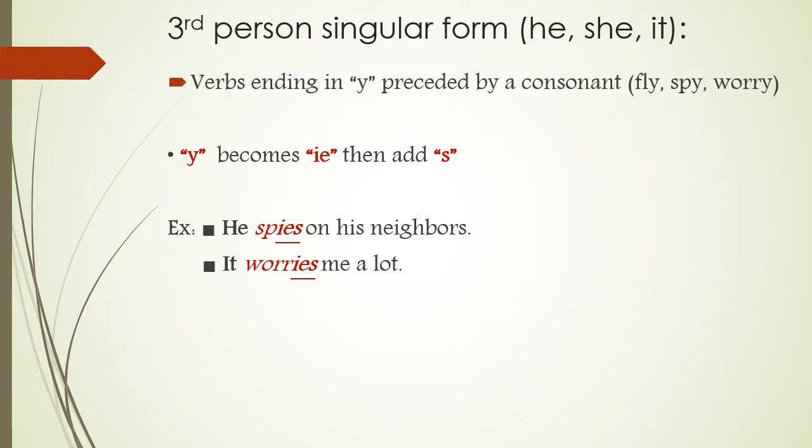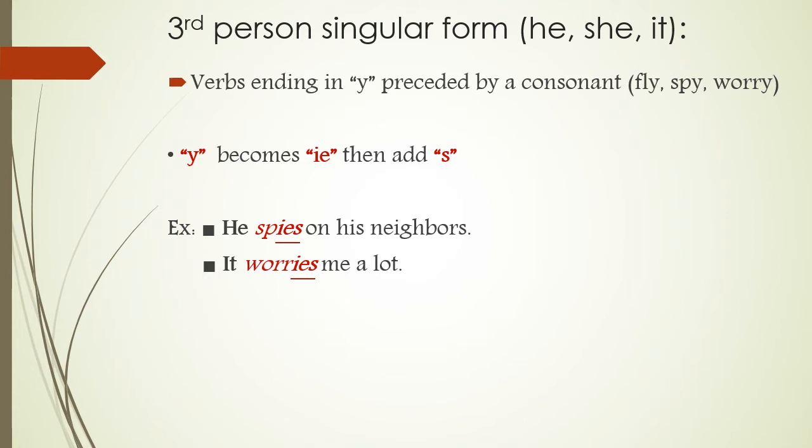Also, another exceptional case regarding the third person singular form he, she, and it, with verbs ending in y preceded by a consonant like fly, spy, worry. Here in this case, the y becomes ie and then we add s to that. Example, he spies on his neighbors. So spy used to end with y, but because we are using it with the pronoun he, which is singular, we change the y into ie and then we add s.